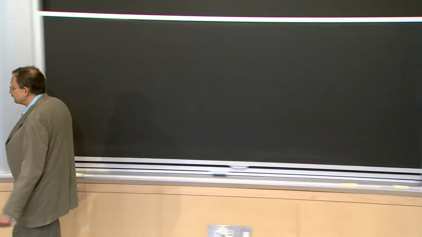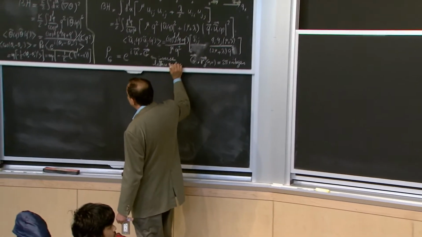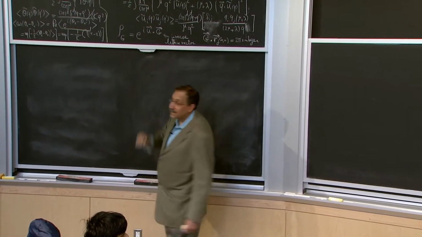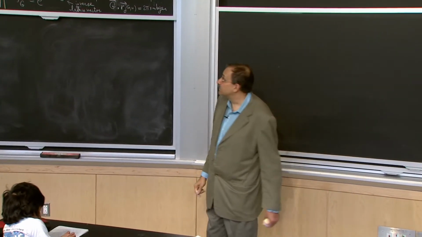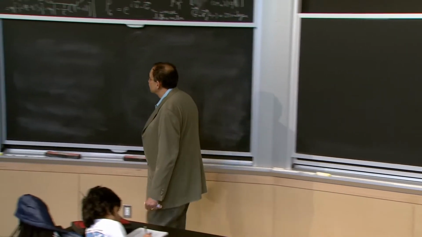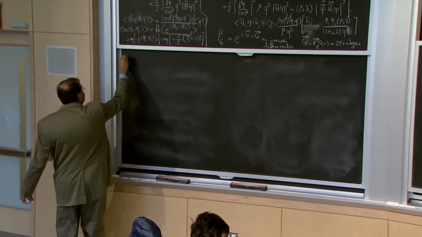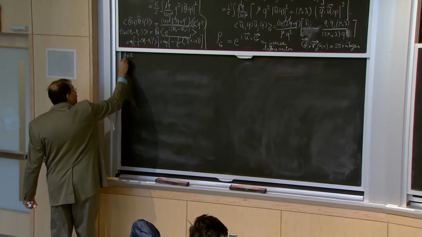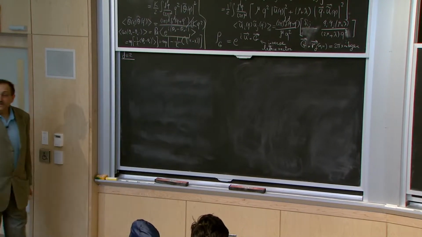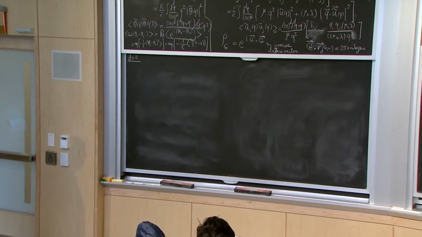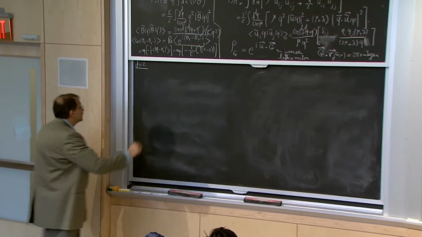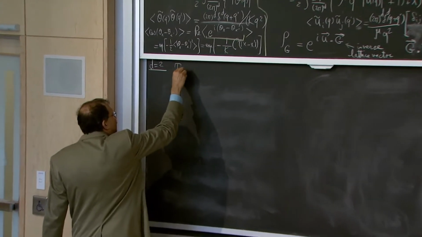But what is the mechanism? So let's go back and see what the mechanism was that we discovered for the XY model. So we are going to look at d equals 2. From now on, the discussion so far was general. In d equals 2, we said that we have topological defects.